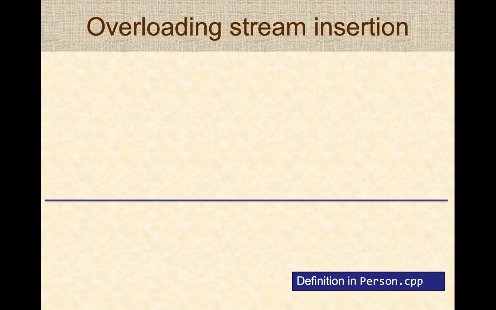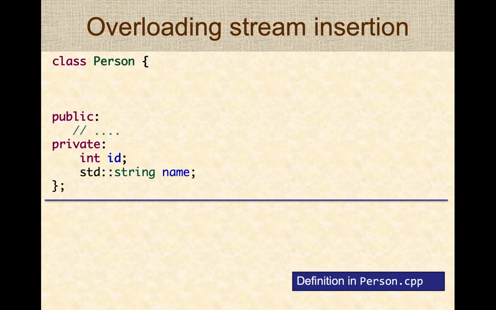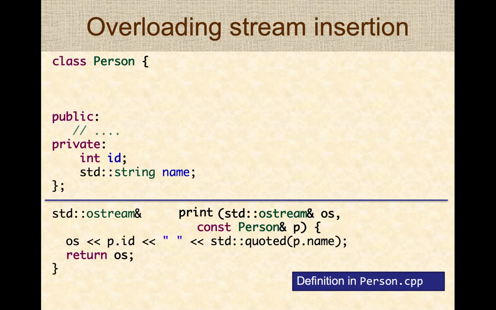All right, let's start with stream insertion. This is for printing the values of objects. So let's say we have a person class that is defined with some methods in it. Typically, you will write something like a print method, that we've seen before, that takes an abstract output stream and prints the ID and the name of the person. And typically, you will return the output stream to which the data was printed as a convenience.